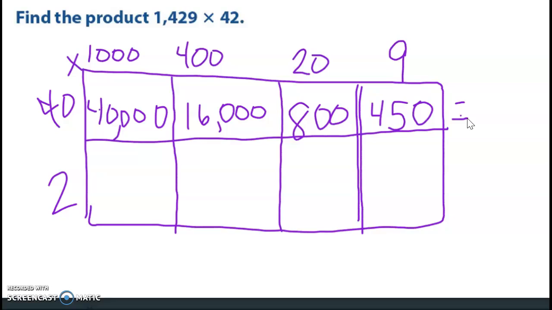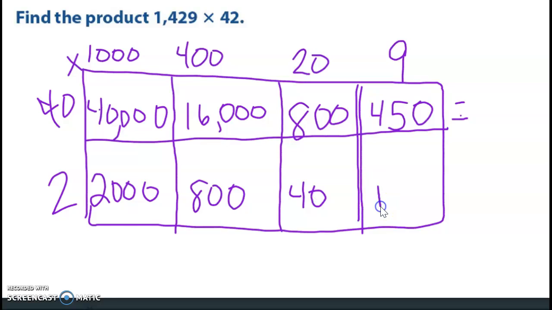Go ahead and multiply now all those bottom numbers, 1,000, 400, 20, and 9 times 2. So we know that the first one is 2,000. Then we have 800. Then we have 40, and we have 18. Same thing again. I'm going to go ahead and add up those numbers. I can kind of do some of this in my head.